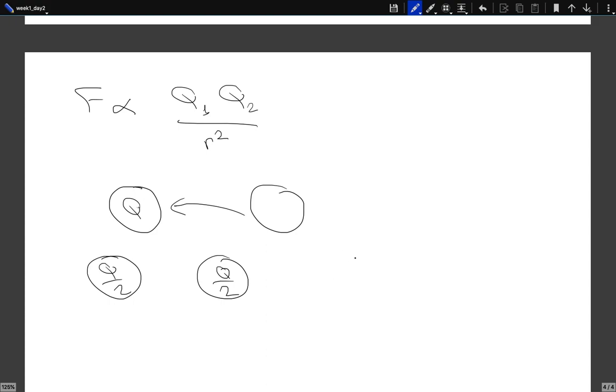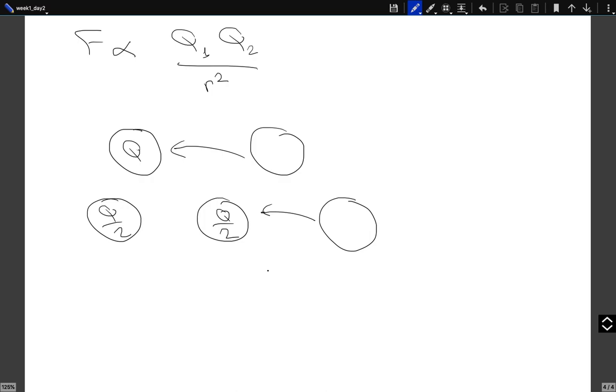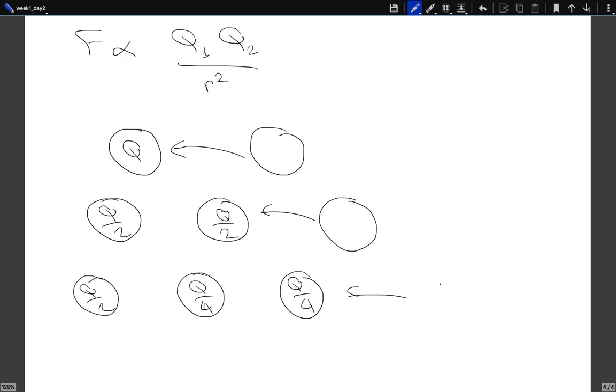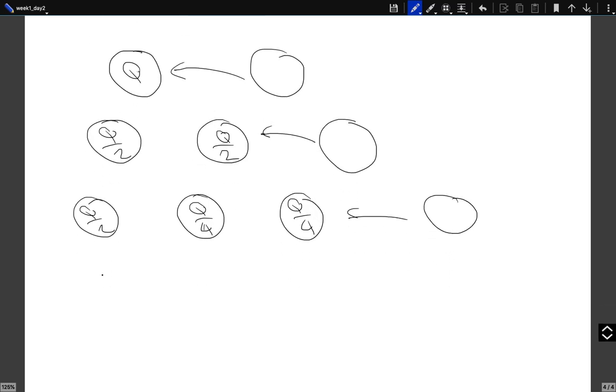And then you bring a third one. Bring it in contact with one of these spheres and then separate them. So after this step, you have a sphere with charge Q over 2, another sphere with charge Q over 4, and a third sphere with charge Q over 4. You don't know what their magnitudes are, but you know that their ratio is 2 to 1 to 1. Then you bring a fourth one. Bring it in contact and then separate them, and at the end you have 4 charges.